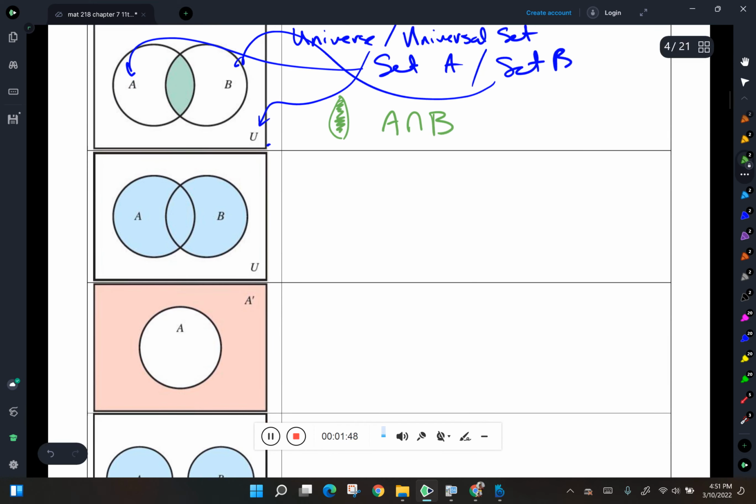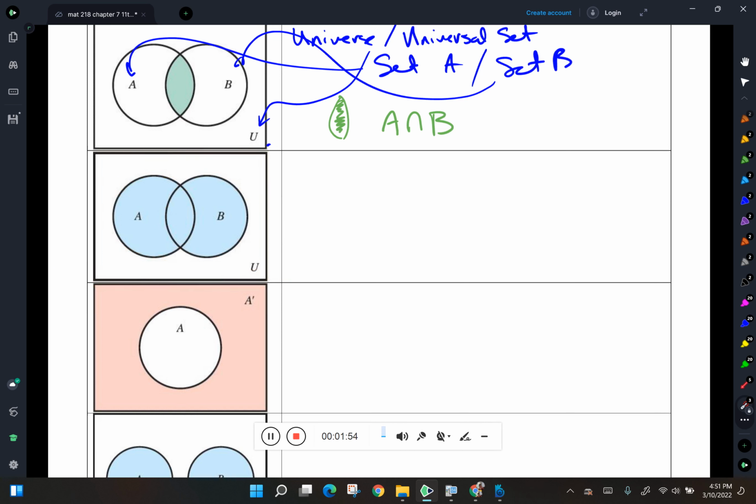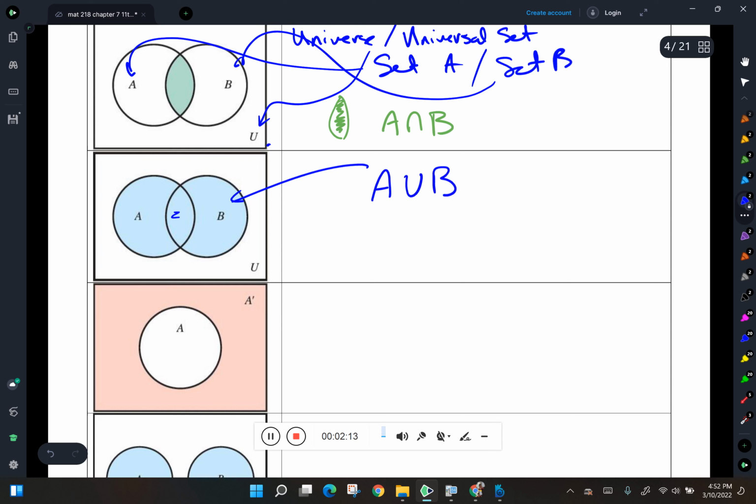Using that same logic, what's happening down here in the second one? Well, down there we're taking a look at a universe, a set A, and a set B, but the chunk that's shaded now is everything that is inside of set A, or inside of set B, or inside of both of them there in the middle. So that blue area would be the A union B in a Venn diagram.